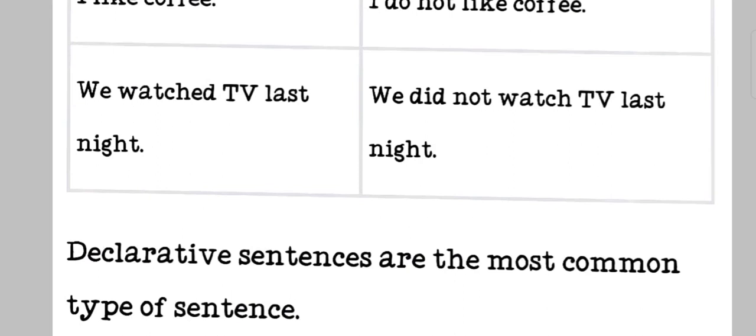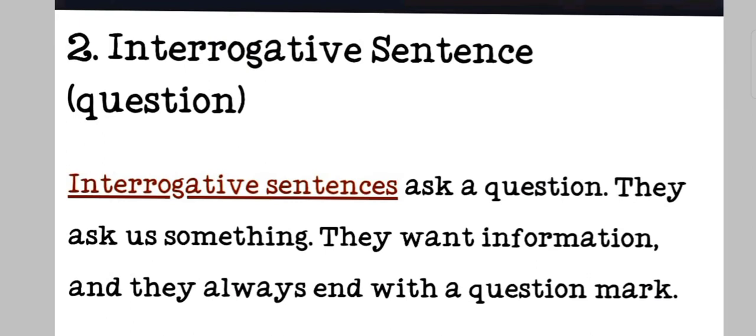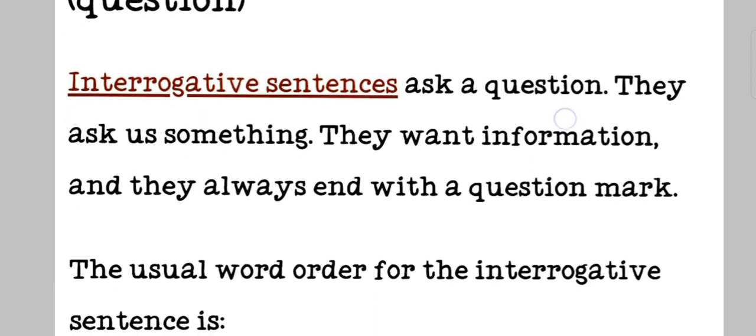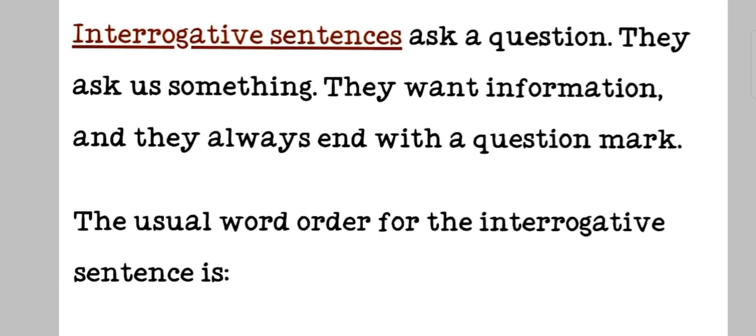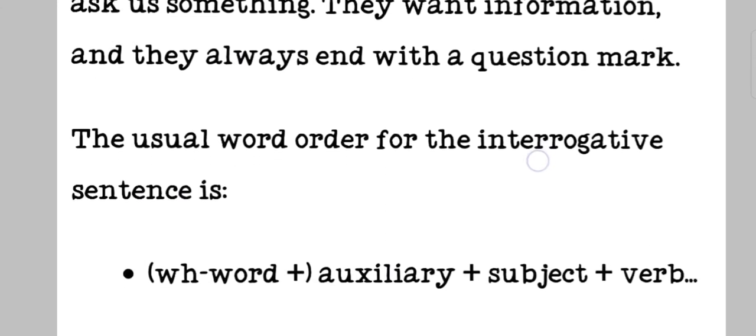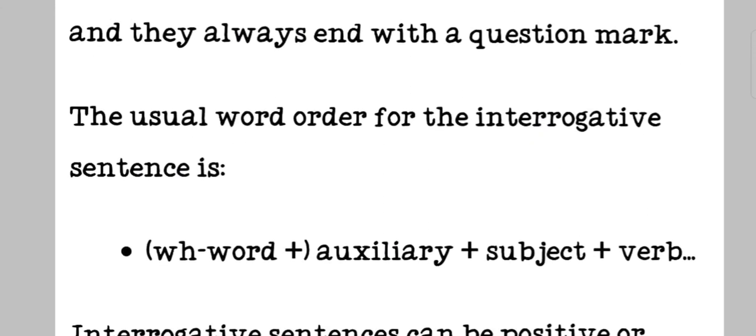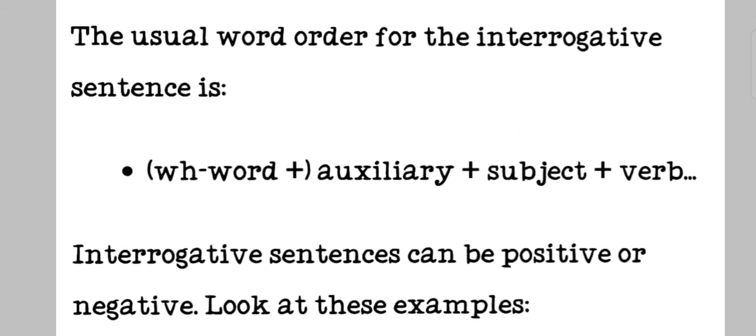Now come to the next point, that is interrogative sentences. Questions. Interrogative sentences ask a question. They ask us something, they want information, and they always end with a question mark. The usual word order for the interrogative sentence is WH word plus auxiliary plus subject plus verb, and the remaining part may be object. Interrogative sentences can be positive or negative.